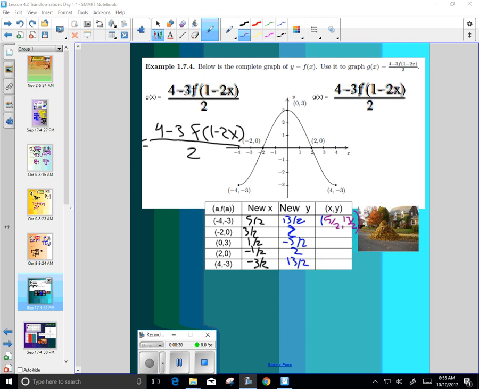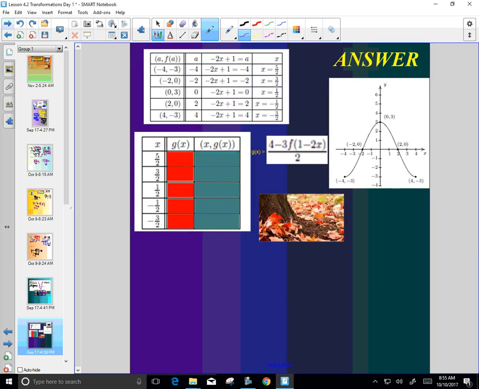Okay, so we have (2.5, 13.5). That's going to be, what is that, 6.5? That's going to be way up here. And then this is going to be (3 halves, 2). So 1.5, up 2. And then this one's going to be (1/2, negative 5 halves). And then the next one is 2 again. And then this one's going to be up here. So what happens is we get this shifted, stretched, and flipped thing, and you didn't have to do anything with it.